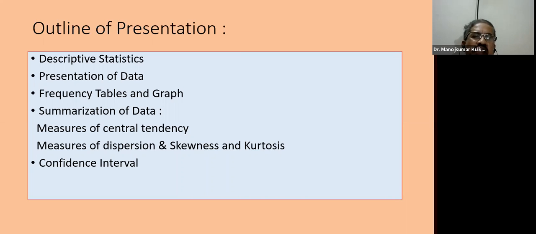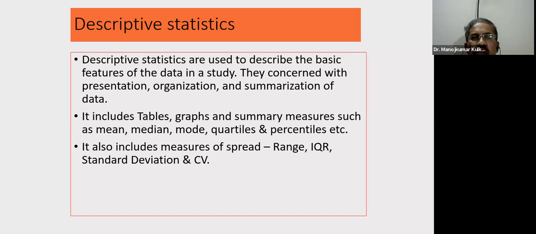tables and graphs, and further summarization of data using measures of central tendency, measures of dispersion and skewness, and also with confidence interval. As we know, descriptive statistics is mainly used to describe the measurements we have. So it includes presentation of data with the help of tables, graphs, and summary measures such as mean, median, mode, standard deviation, skewness, kurtosis. This is what it all includes.